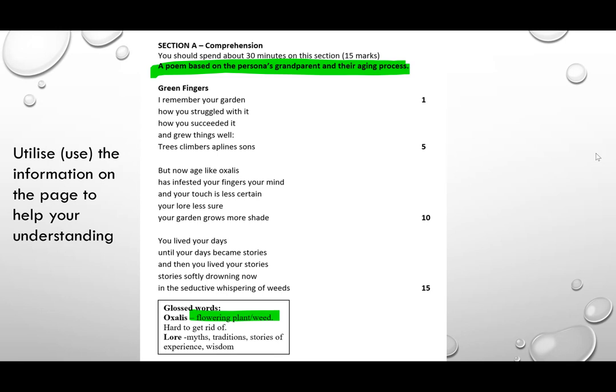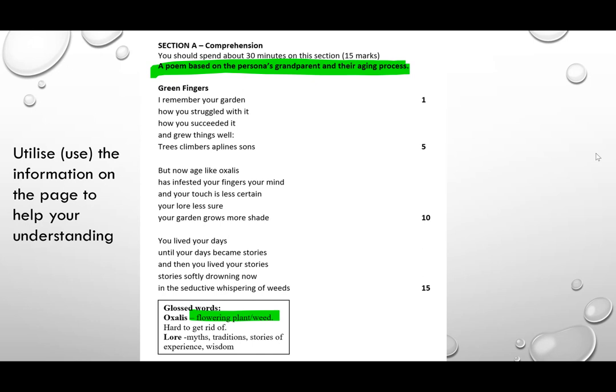So it's important to utilise the information on the page to help your understanding. What I've highlighted there is the glossed words down the bottom and the description at the top. Always read the description. It is very, very handy to let you know what the text is about because sometimes it can be really hard to figure it out.